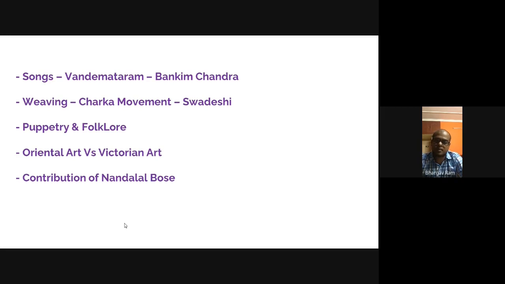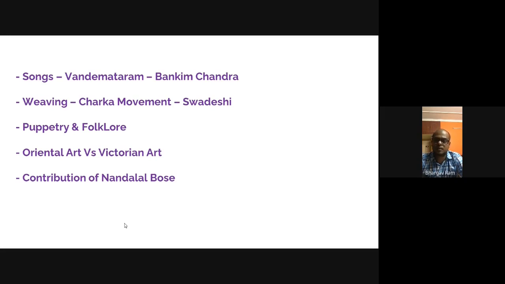And this third one is something specific. That's a facet where Victorian art was being very much imposed. That's where Oriental art comes in. During the Swadeshi movement, they established the Oriental College of Arts, and there were the contributions of Nandalal Bose and many other things. Whatever comes to your mind, you can put together, and you have to say how it is related to the Indian national movement.